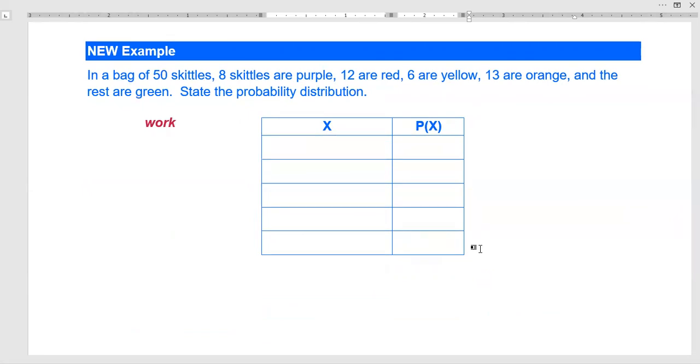And I wanted to add this one because this is a frequently missed question on a test. So star this, make sure you have an example like this one. So this example is very similar to the last one.